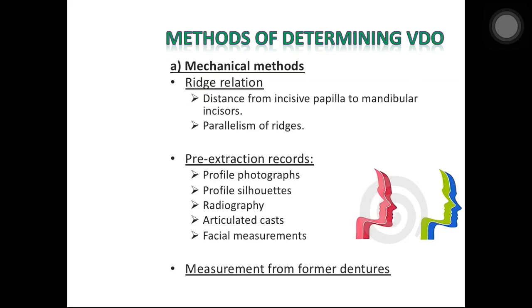So, determining the methods of vertical dimension of occlusion, we have mechanical methods which include ridge relations, distance from the incisive papilla to the mandibular incisors, and parallelism of ridges. Also, we have pre-extraction records if the patient provides them to you in the form of profile photographs, profile silhouettes, radiography, articulated casts, and facial measurements, or the measurement from previous dentures can also be a useful guide.